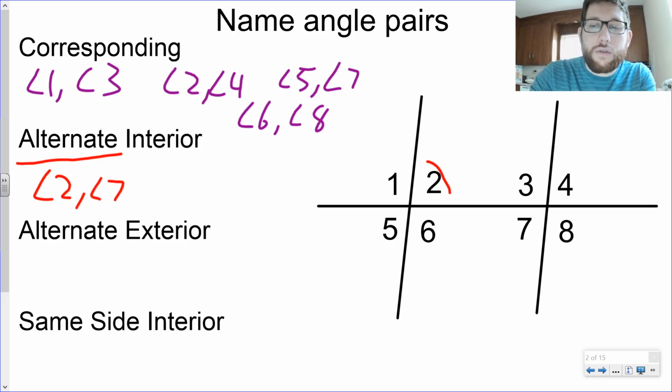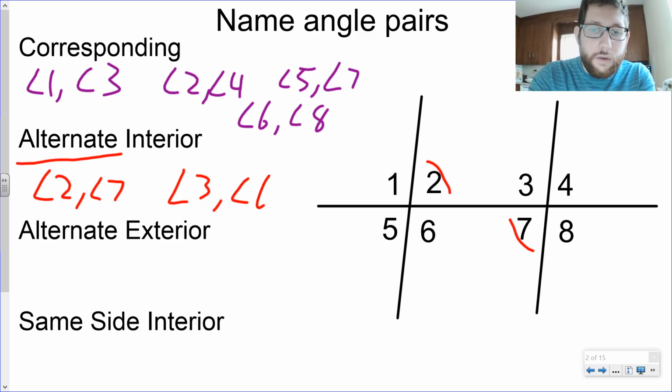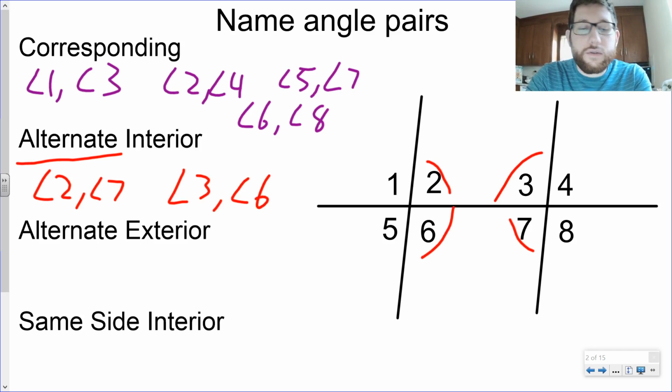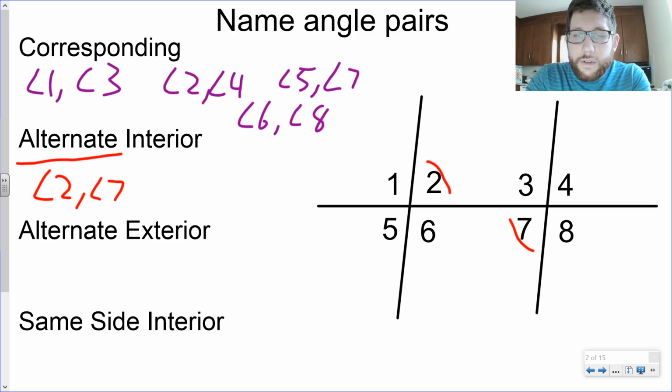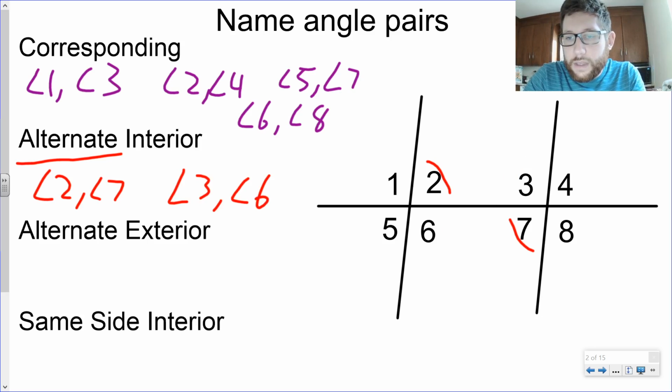Notice I've got alternate interior angles. The second one here is angle 3 and angle 6. These also would be alternate interior angles. All right, so there's my alternate interior angles.